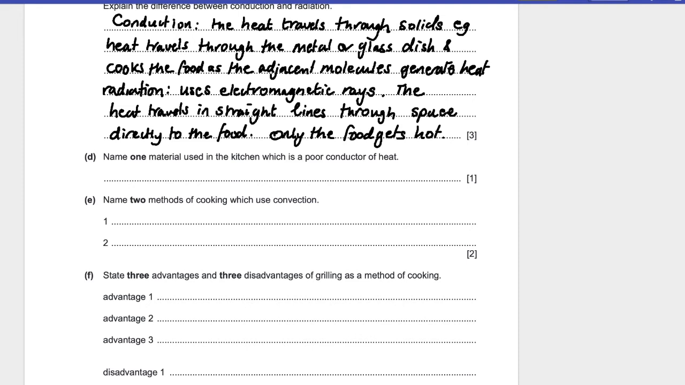Name one material used in the kitchen which is a poor conductor of heat. You can of course have ceramic, but wood would work equally as well. Name two methods of cooking which use convection: baking and roasting.